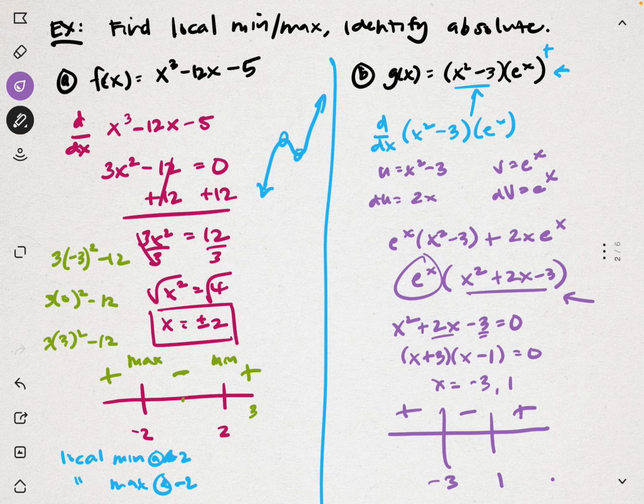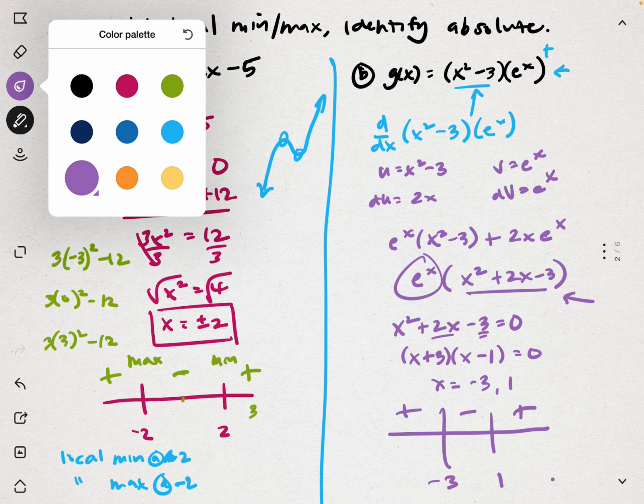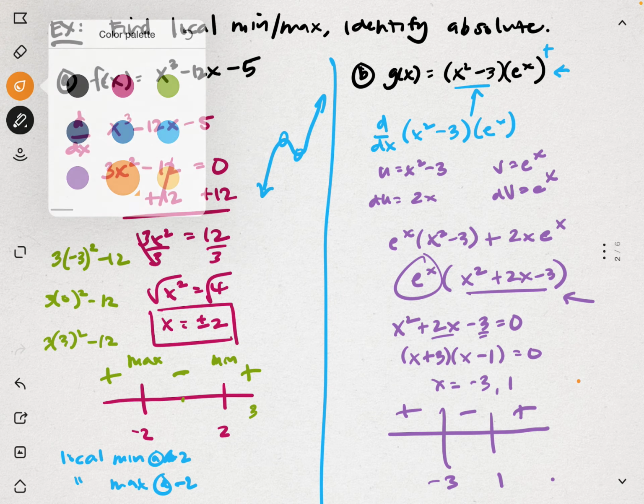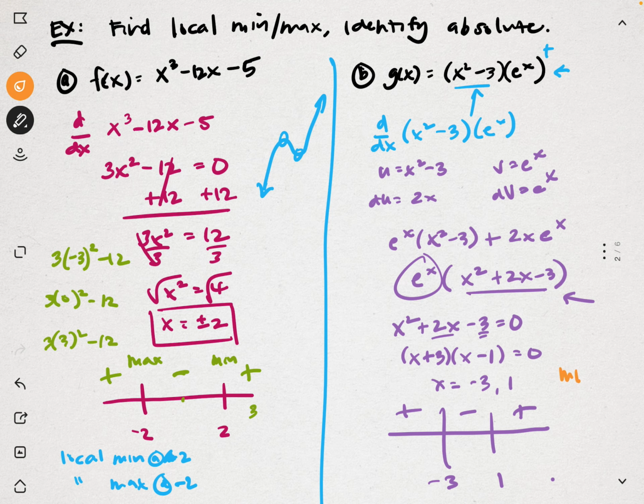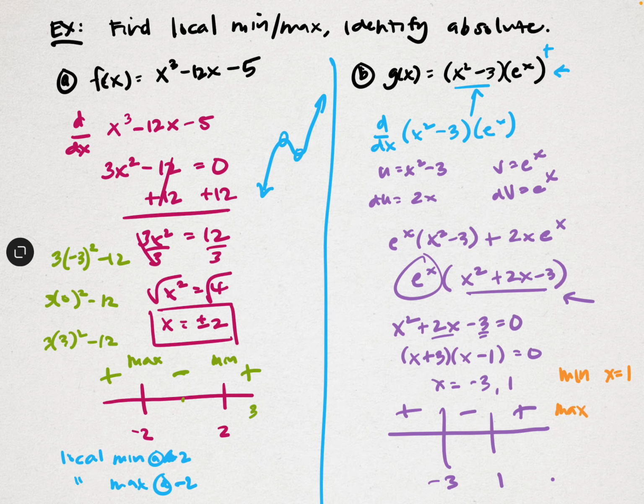So we have, let's change colors here again. Minimum when we go from negative to positive, so at 1. And we have maximum at -3. So let's go ahead and graph that. Let's just see what it looks like so we can determine if we have absolutes or not.